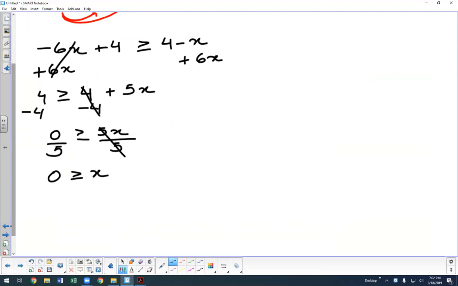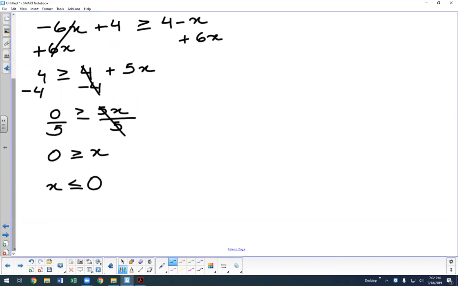So if you want to put your x on the left-hand side, you can see the pointy end of our inequality symbol is towards the x. So you're going to write it this way: x less than or equal to 0. So on a number line, what direction am I going in? I'm going left because we're saying x is less than 0.